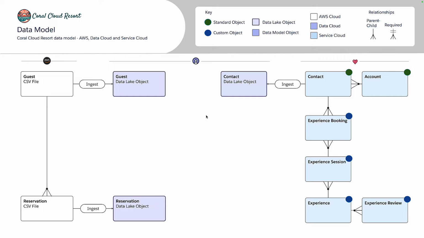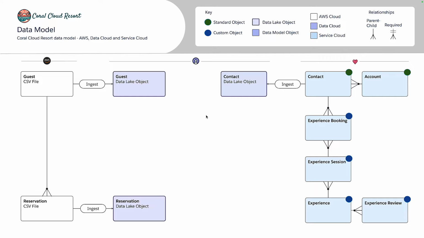Part of this process allows us to perform some basic manipulation of the data to suit our needs, things like changing the data type of the source fields or perhaps creating a formula field. This process is called data ingestion and uses the data streams capability in Data Cloud. We'll end up with three data lake objects, representing guests and reservations from Amazon S3 and contact records from Service Cloud. The data lake objects largely represent the source schemas.